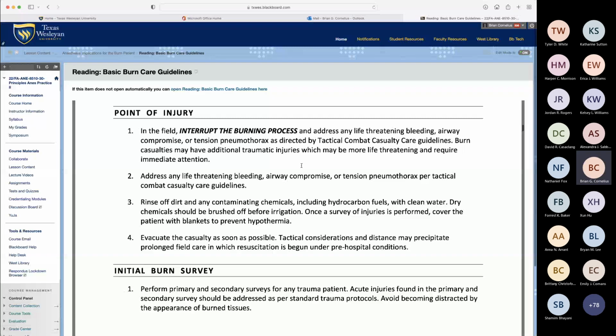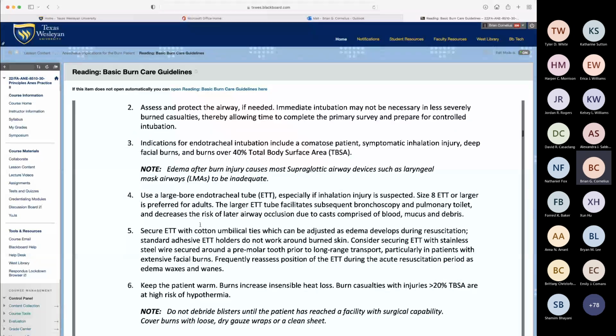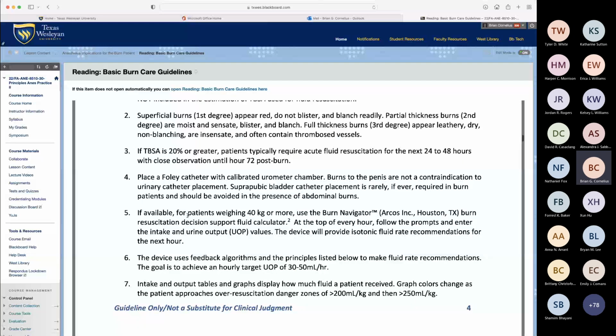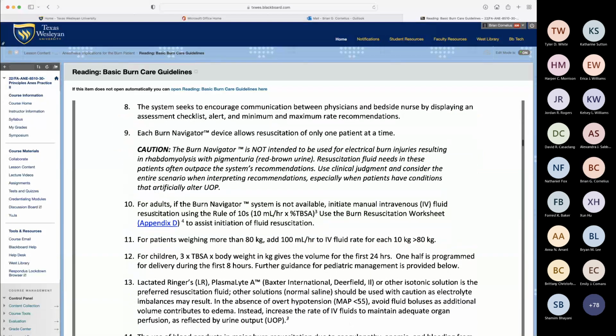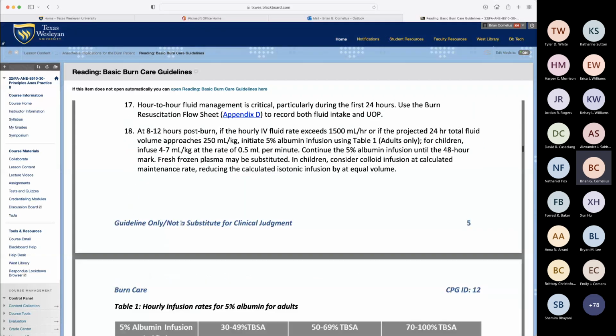But they've got a wealth of information on there that you can look at. Talking about burn formulas, securing tubes, resuscitation, and this is constantly updated. So you may see that something that you were taught today has already changed because they do constantly update these things, and it's really the latest and greatest information available.